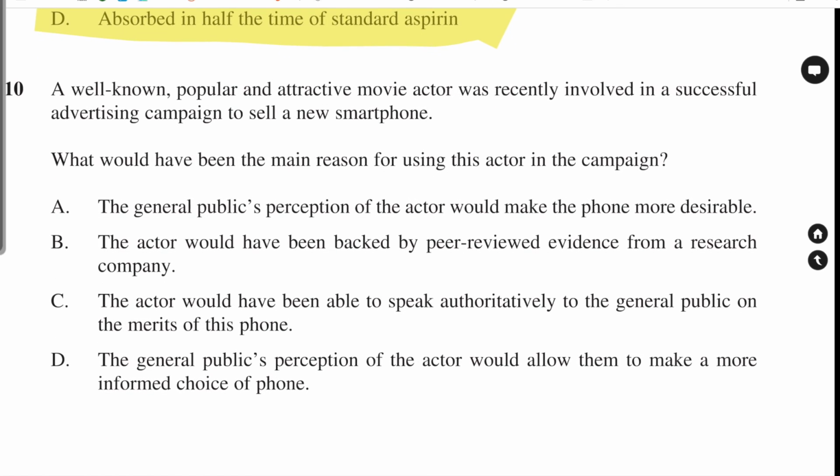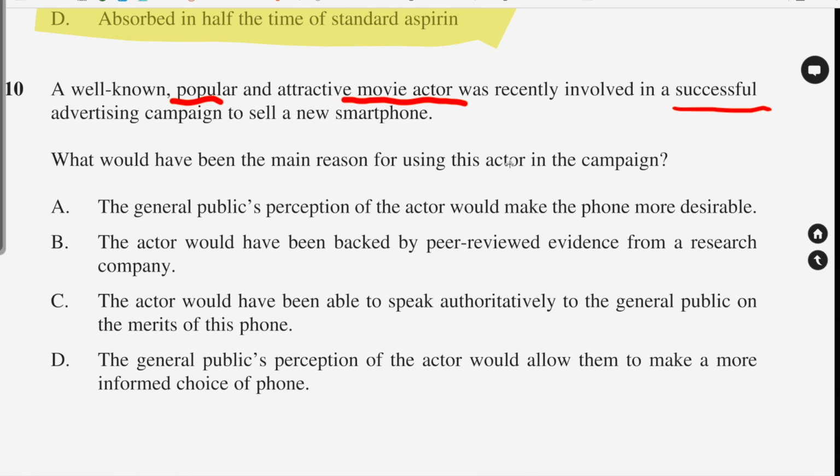Let's move to question 10. Now, interesting little question here. We've got a couple of things here. We've got popular, movie star. So it's suggesting that we're moving into the area of influencing people. Successful, so that's the thing there. So it worked for a new smartphone. So we're going to look here. What's the main reason for using this actor in the campaign?